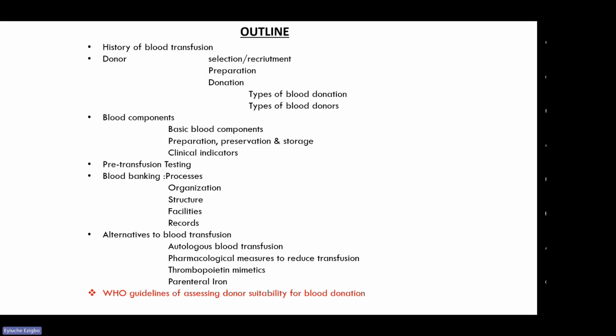You know, some religious organizations, I don't know if they have changed for now, don't really take blood transfusion. So autologous blood transfusion, pharmacological measures to reduce transfusion, thrombopoietin mimetics, parenteral iron, and also the WHO guidelines of assessing donor suitability for blood donation. This will be an assignment. So the class rep should come, we'll discuss further on that.